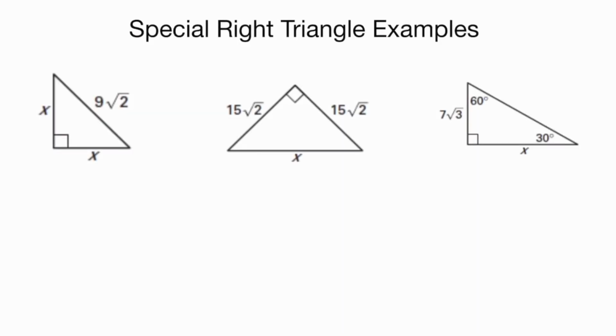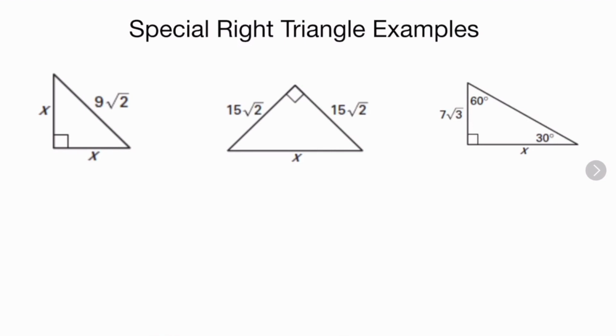Let's look at some examples of how special right triangles can help us find missing sides easily. In my first example, I've got a right triangle. It's not telling me if it is a special right triangle or not, but it sort of is because I see this length is x and this length is x. That means that this is an isosceles right triangle.